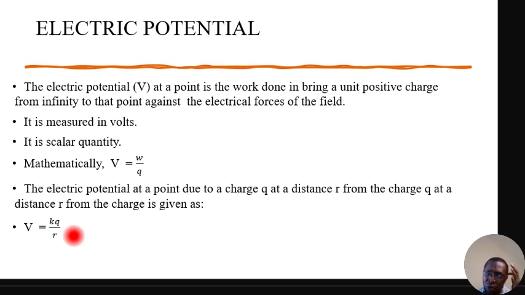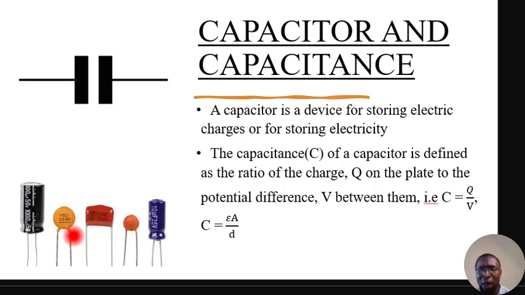All right. Having known this concept of electric potential, we move on to capacitor and capacitance. Of course, a capacitor is a device for storing electric charge, or for storing electricity. We use it to store charge. That's the main function of a capacitor. And the ability of this capacitor to store charge is called capacitance. But that's a layman's definition. By the real definition, capacitance is defined as the ratio of the charge on the plate to the potential difference.